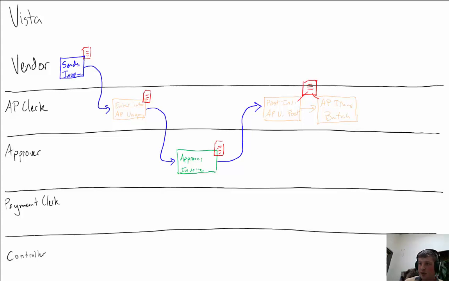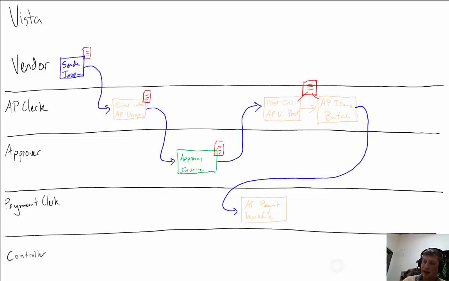Now, that is posted in the AP transaction batch because it's been approved. It's now ready to be paid. So the next step is the payment clerk. In a lot of companies I know the AP clerk and the payment clerk are the same person, but oftentimes it's not, because of separation of duties and all that. We go to the payment clerk. The payment clerk inside of Vista opens up the AP payment work file.